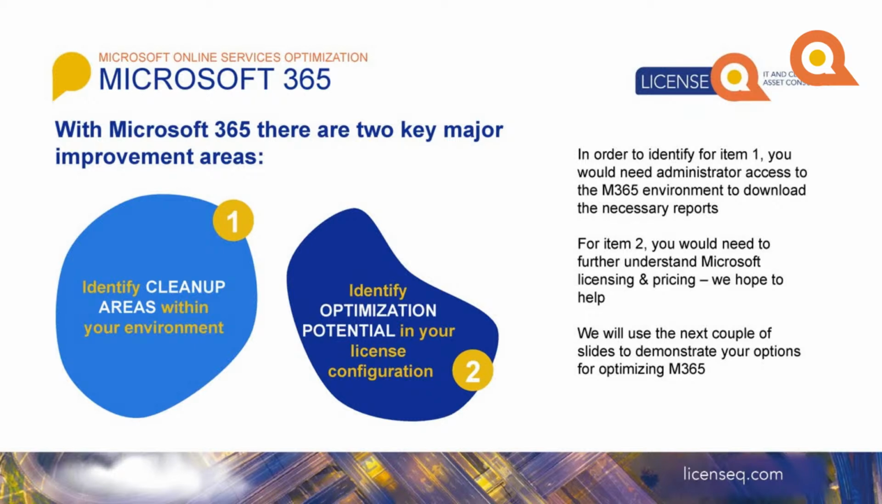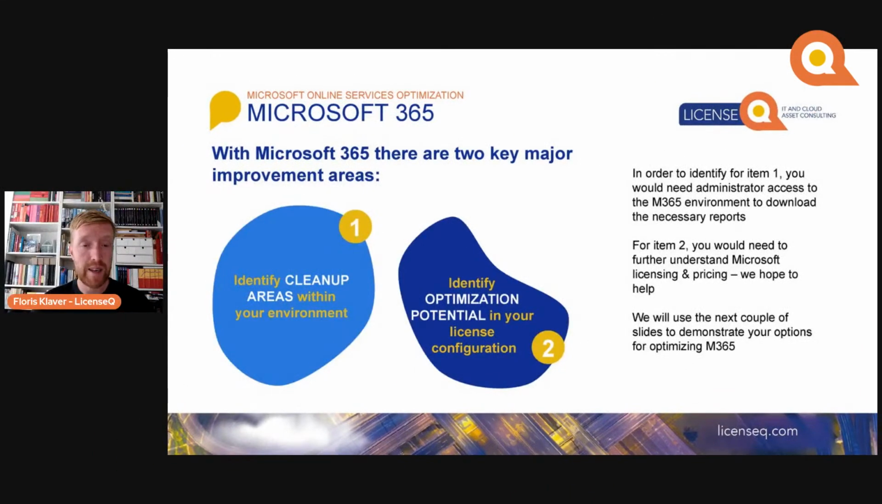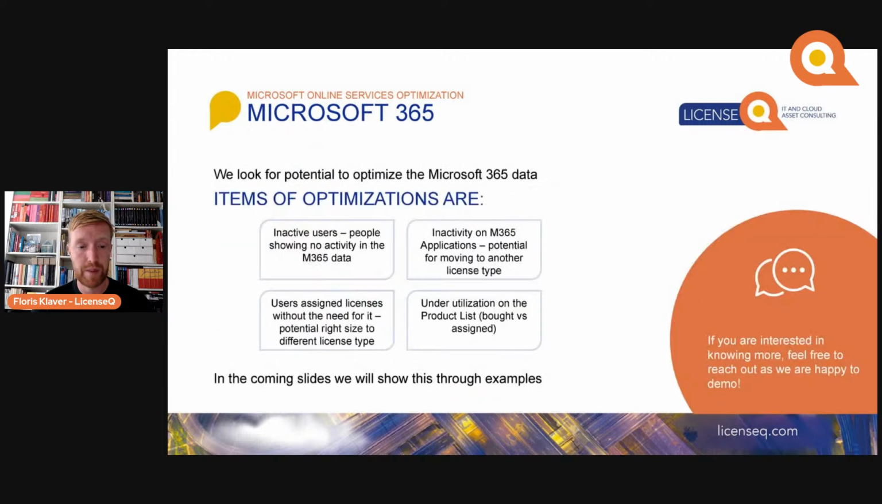So in order to be able to identify the first aspect, you would need administrator access to the M365 environment to download the necessary reports. And for item 2, you would need to further understand Microsoft licensing and pricing. That's where we often can help. We can do some quite easy workshops to identify what are you using now, what are you buying now, and how does this align. In the next couple of slides, we will demonstrate options for both these areas and what you should look into.